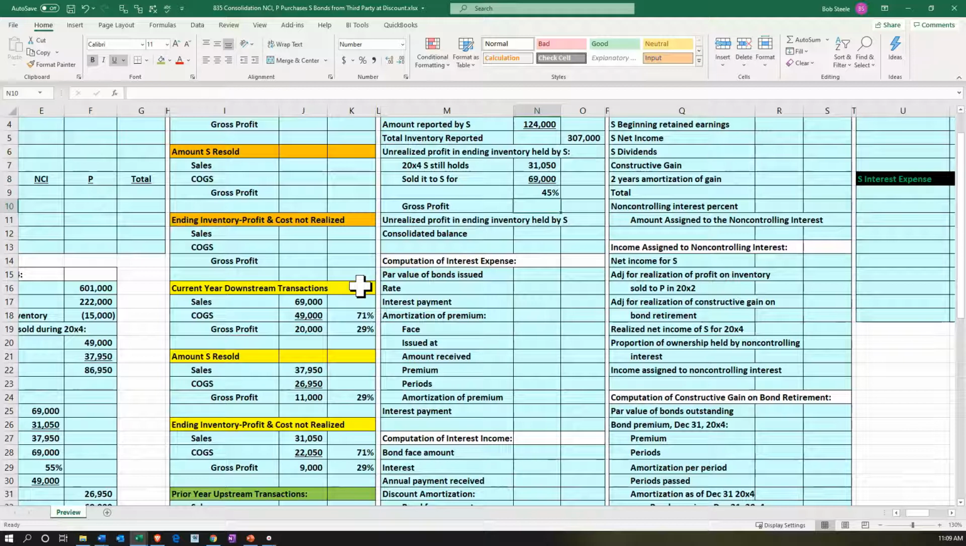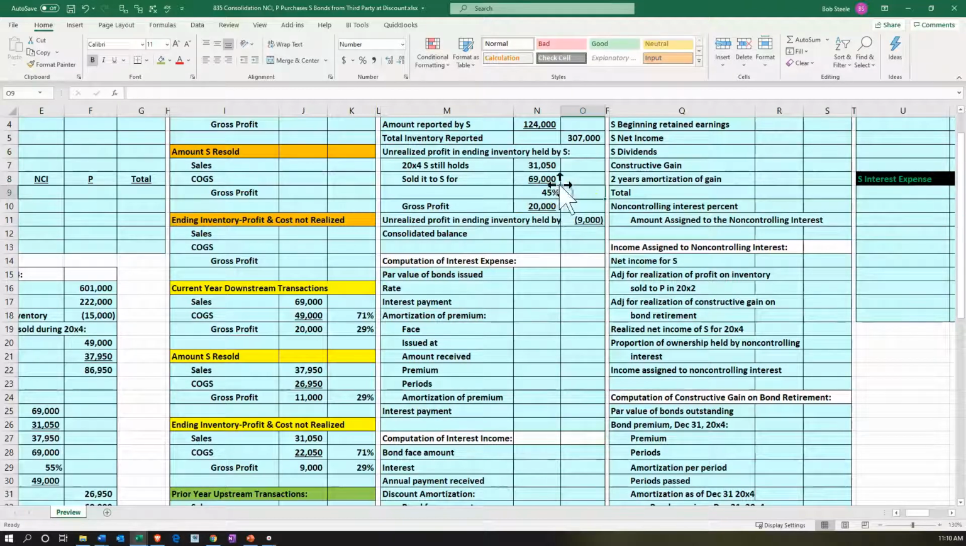The gross profit then is this 20,000, or the 69,000 minus the 49,000, the 20,000, and then we're going to be picking up the 45% of that 20,000. So we're going to take the 45% times the 20,000. That's going to give us our 9,000. I want that to be a negative, or let's make it a negative here. Put a negative sign in front of it.